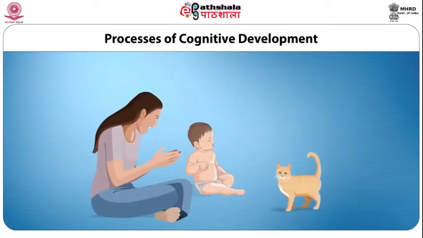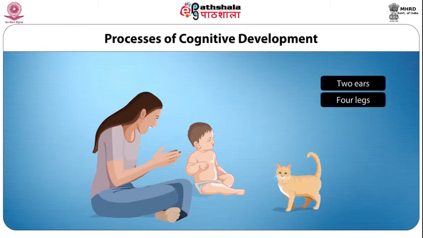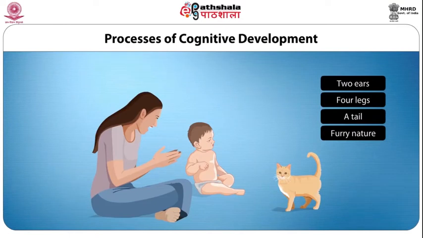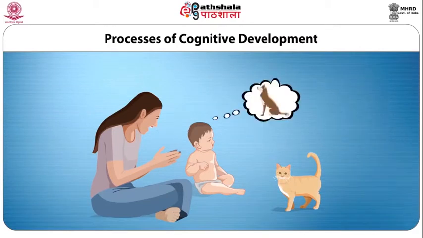After some days, the child sees a cat walking around. The child looks into the checklist of the dog schema and confirms certain traits like 2 ears, 4 legs, tail, and furry nature of a dog, and addresses the cat as doggy. But the mother tells him, "No, baby, this is a cat, as it sounds meow and not bow bow." Now the child gets into a state of disequilibrium and starts to construct meaning by getting help from the parent.